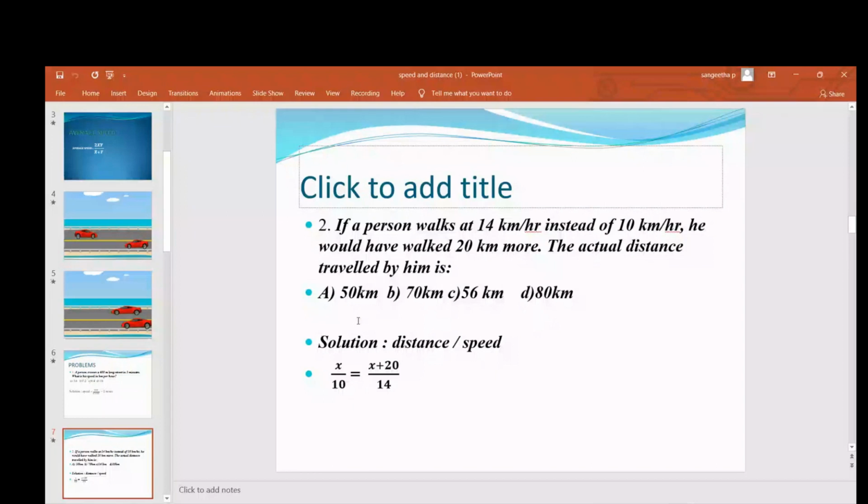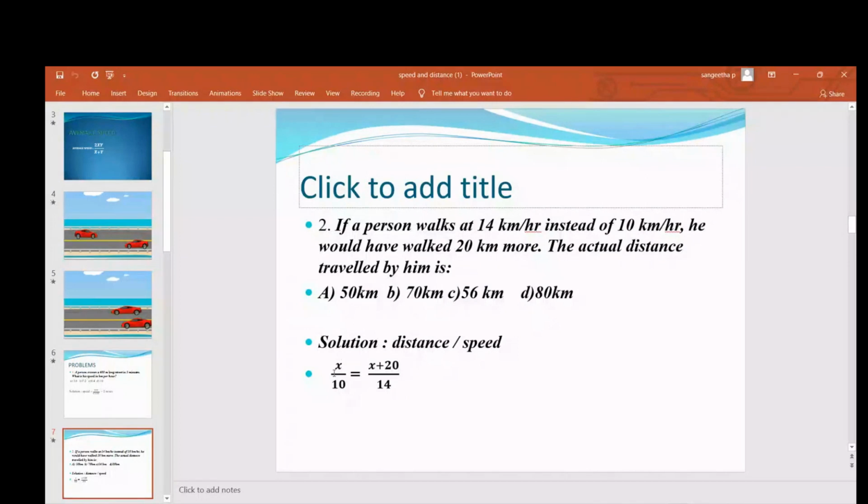The given options are: option A 50 kilometers, option B 70 kilometers, option C 56 kilometers, and option D 80 kilometers. Solution: the question is to find the distance, and distance is equivalent to distance by speed. We don't know the distance, so I am considering it as x. So x by 10 means distance by speed.